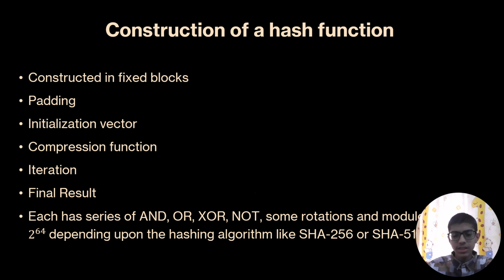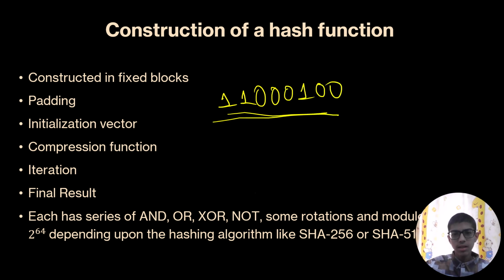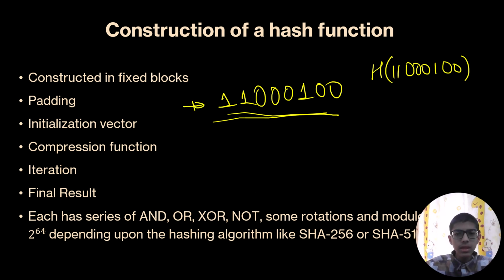Now let's see how hash functions are constructed. If I have a bit length string and I apply a hash function on this, what are the steps that take place on the plain text? First of all, the plain text is divided into fixed blocks of, for our example, let's consider 3. So we convert the plain text into fixed blocks of 3 letters.